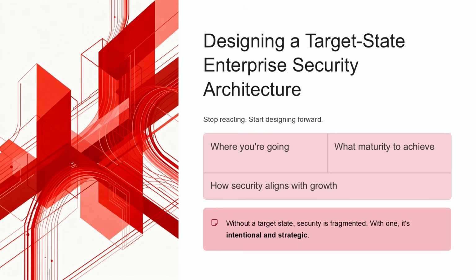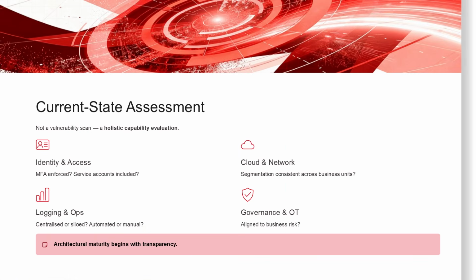You are not just solving today's problems, you are shaping the enterprise posture for the next 3 to 5 years. That requires discipline. Before you design the future, you must understand the present. A current state assessment is not a vulnerability scan. It is a holistic evaluation of your security capability landscape. You must evaluate across domains: identity governance, cloud security, network segmentation, data protection, DevSecOps integration, security operations maturity, governance and compliance alignment, OT security posture.